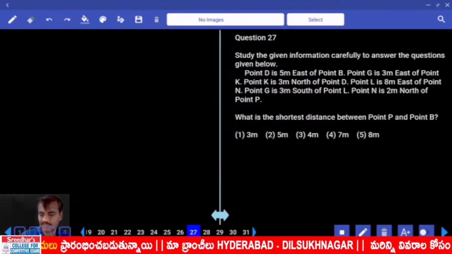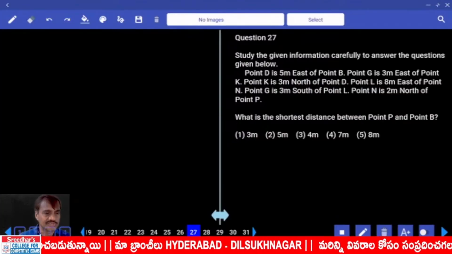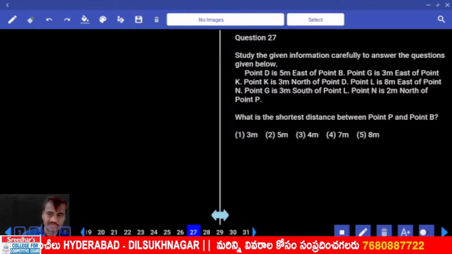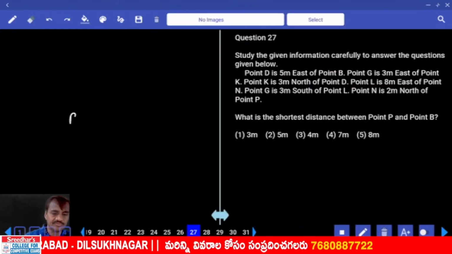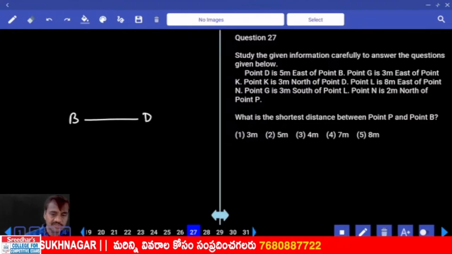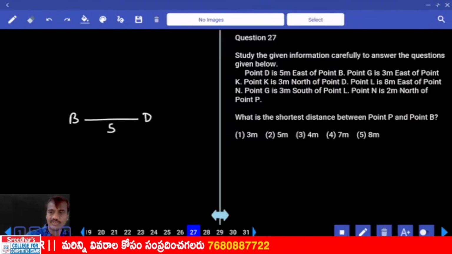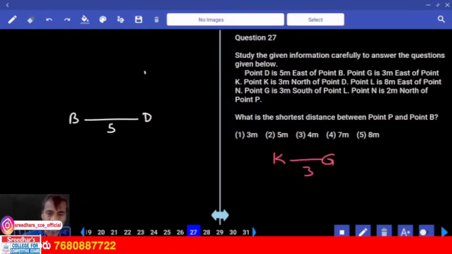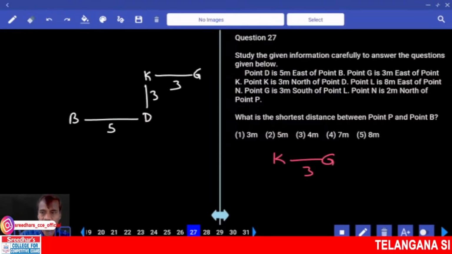Now 27 onwards, first or the second? How many questions were given? 3 questions. D is 5 meters to the east of B. B is here, D is here, the distance between these two is 5. G is 3 meters to the east of K. K is here, now G is 3 meters. K is 3 meters to the north of D. Now K is here, G is here, this is again 3 meters.